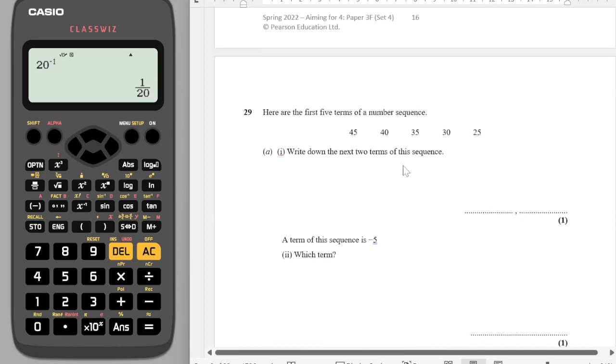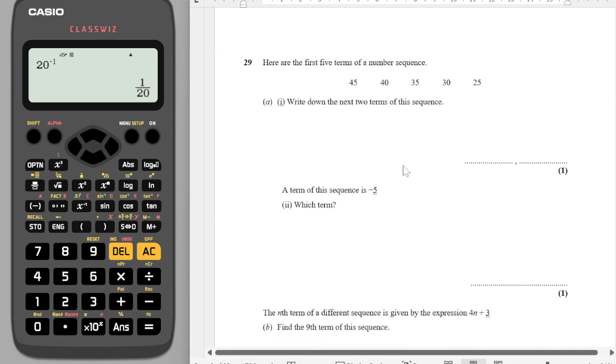Right, question 29. Here's a list of the first five terms in a number sequence. Write down the next 2 terms of the sequence. So this sequence is going down by 5 each time, so we're looking at 20 and then 15.